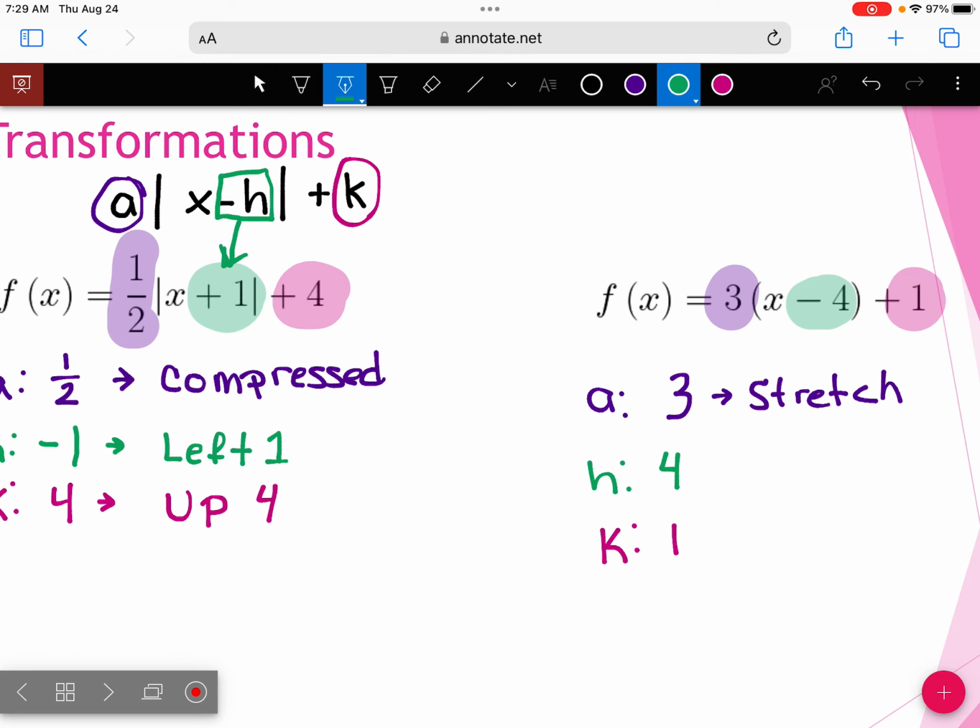Our H of positive 4, it's going to move to the right 4. Yep. Positive numbers go to the right. So this is going to go right 4. And our K of 1, up 1.